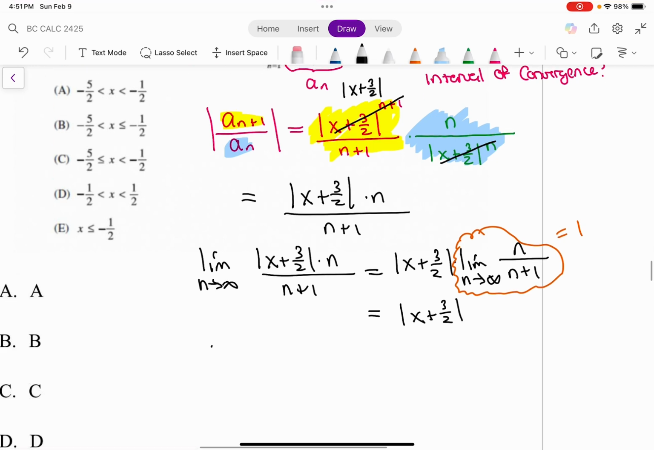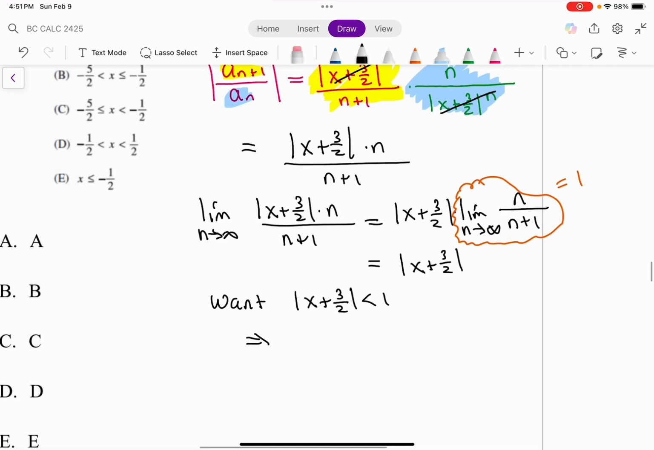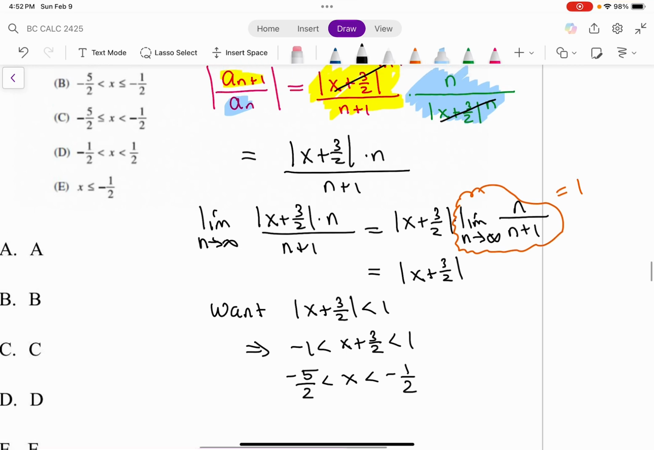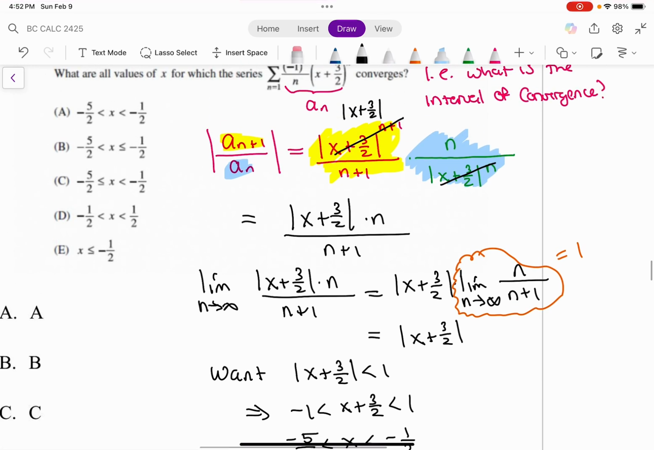this, and according to the ratio test, we want that expression, whatever the result of the ratio test is, to be less than 1 to converge, which implies this, which, subtracting 3/2 from everything, gives you negative 5/2 and then negative 1/2. Okay, so we can cross off a lot of choices here.